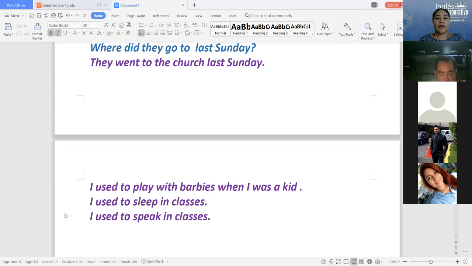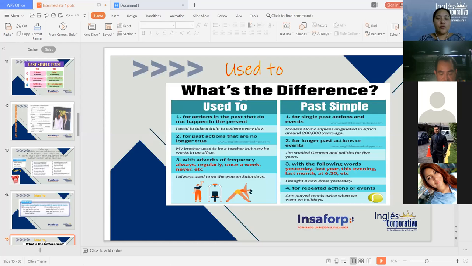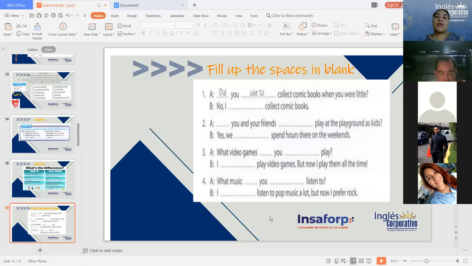Let's continue with the used to part and let's see. Here I have some spaces, right? So we need to fill in the blanks. Okay, so for example, in the letter A, who would like to read letter A? Did you use to collect comic books when you were little? Thank you. Can someone read the letter B along with the answer?